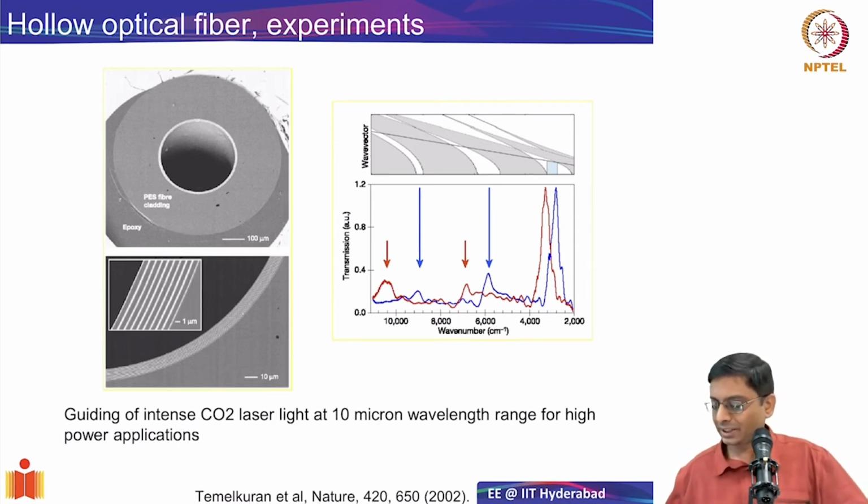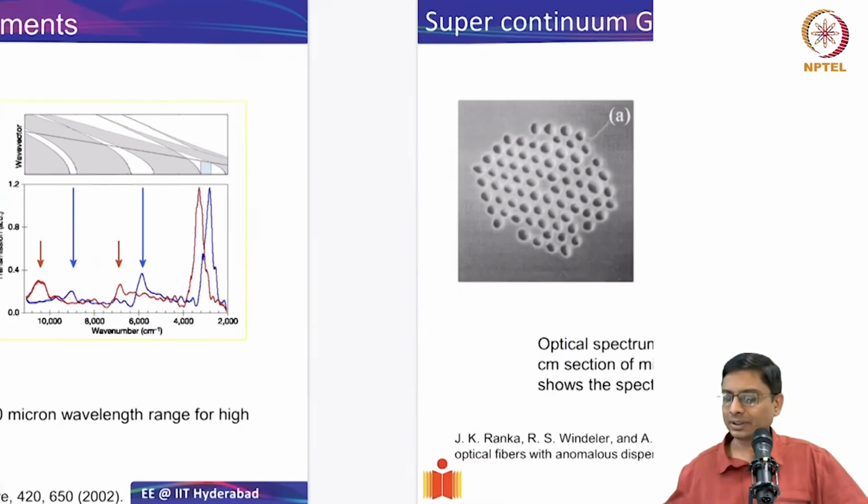And what you see here is basically transmission as a function of wave numbers. Remember, I introduced wave numbers in the beginning. So this is 1 micron and this is 5 microns. Okay, right? 10,000 divided by 4,000 should be 2.5 microns. This is 2.5 microns. This is 5 microns. So you see that there is this strong propagation of light at various wavelengths. This is one application of a photonic crystal fiber.